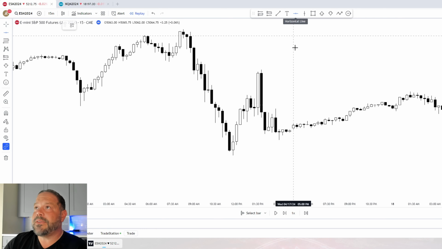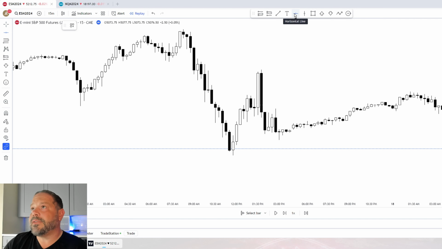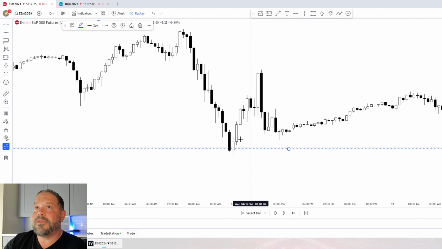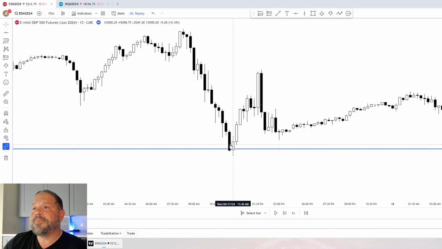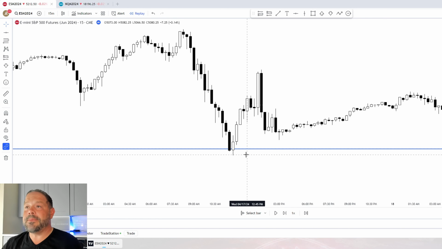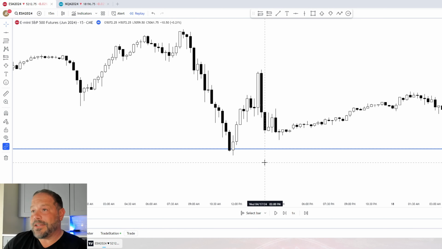What I will do is I will simply put a line, and I like to make my lines on the 15-minute solid blue. I think there's 2 lines in there, but you get the point. I like to put a solid blue line at a 15-minute level. Not a box. I don't like to draw zones.